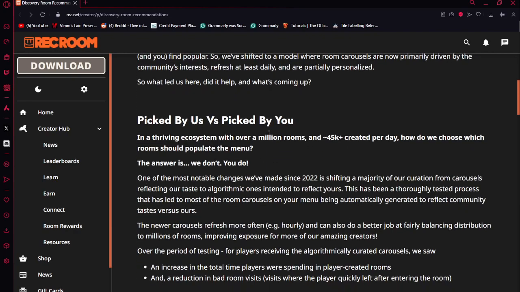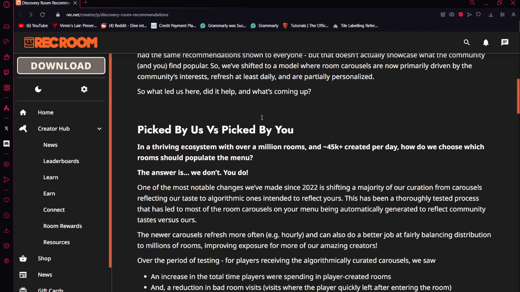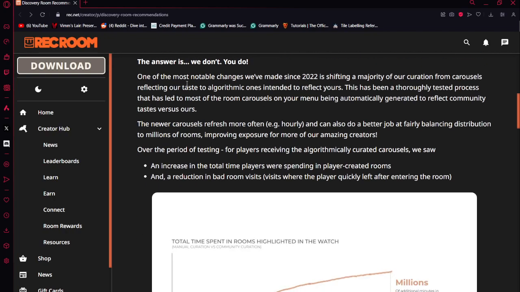So picked by us versus picked by you. The driving ecosystem where 45,000 plus rooms are created per day. That's a lot of rooms. How do we choose which room should populate the menu? We don't. You do, which they already said. It's the community interest and partially personalized.